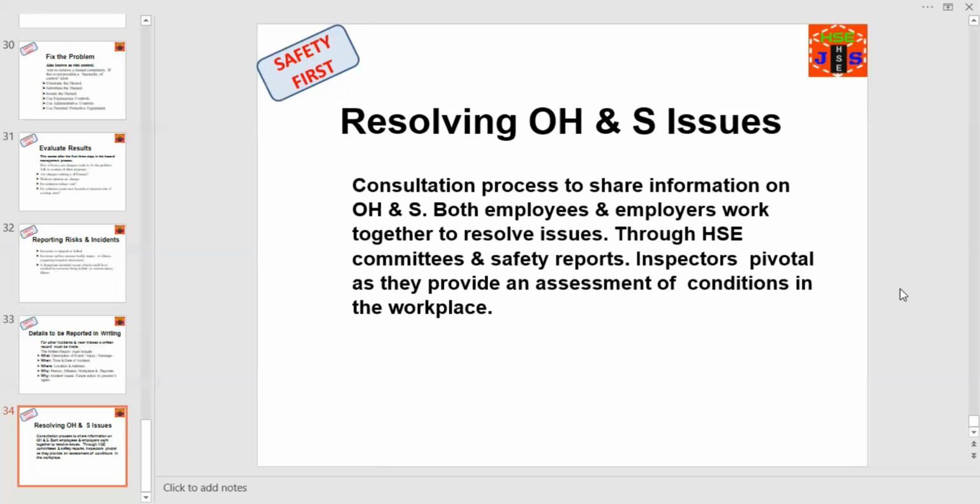Either these are near misses, incidents, or first aid cases. If they will concentrate, if they will focus on the near misses, they will take actions, they will investigate the near misses, 100% they will be able to find out the basic causes, and they can easily combat all the hazards at the source, and there is no way for any major accident.